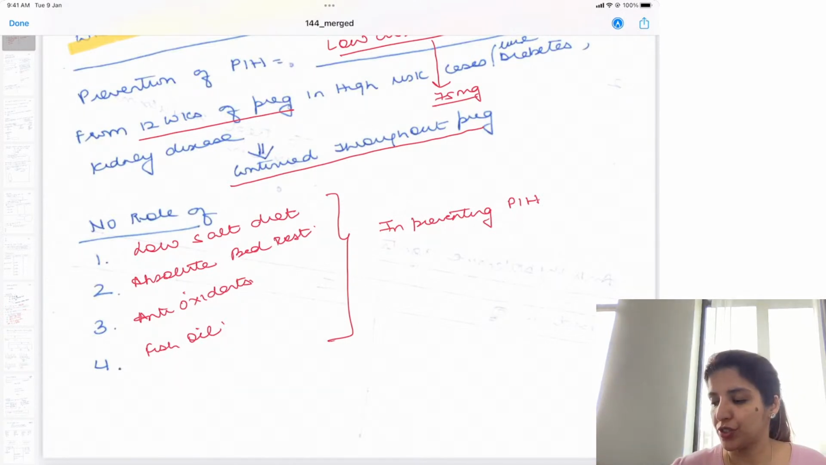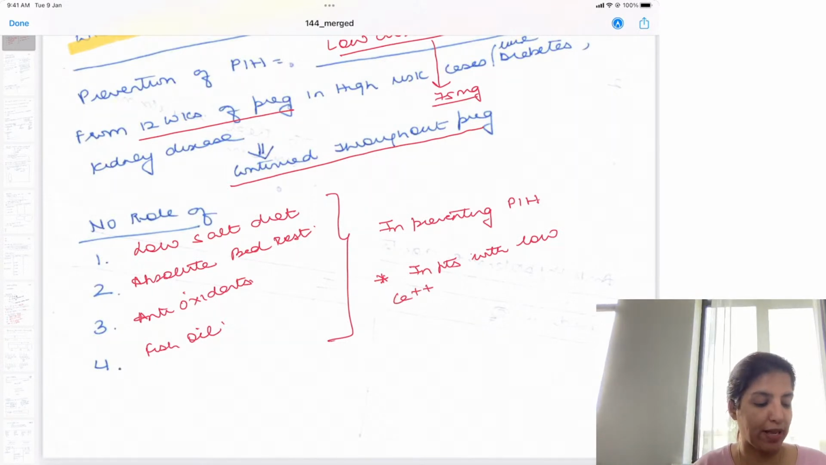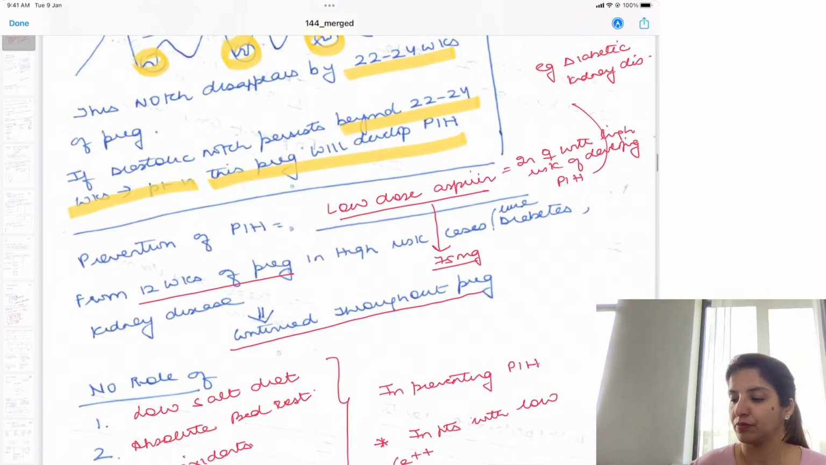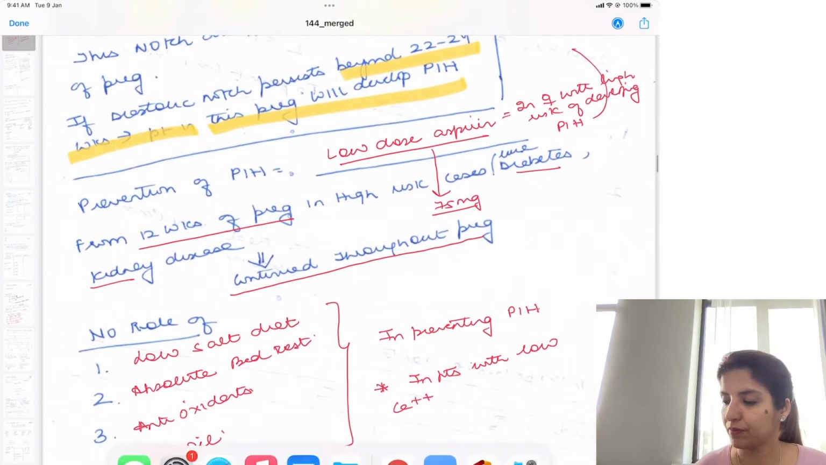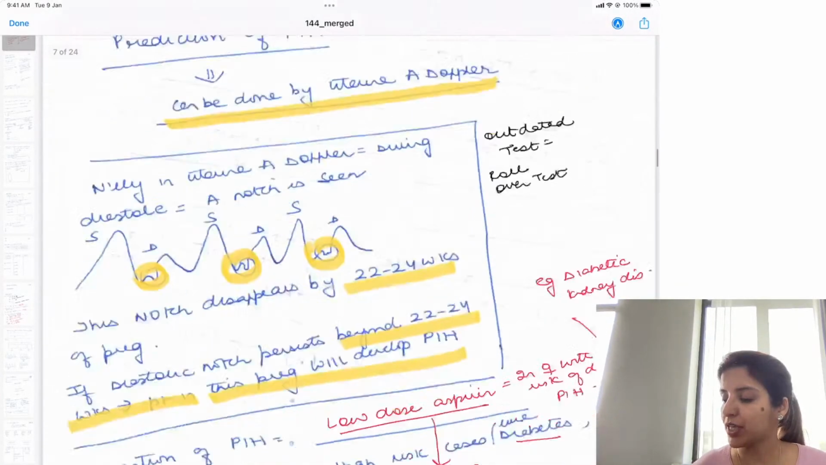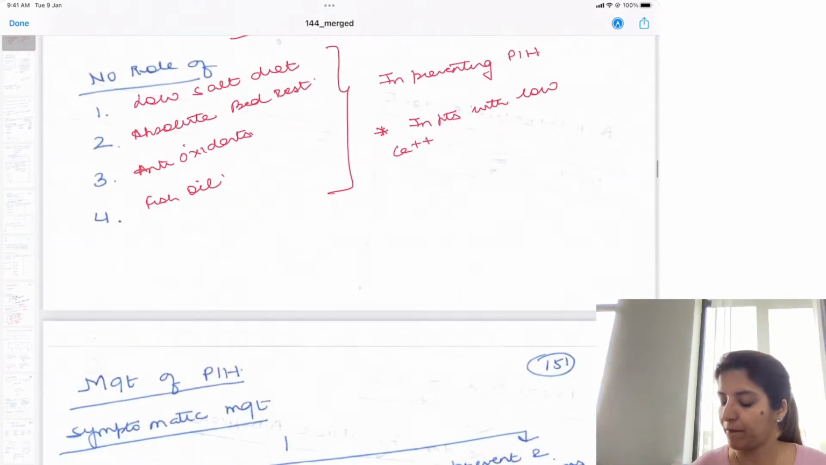Another very important thing which is seen is that in patients with low calcium, see here. You didn't actually have to write anything here, na? You just had to write low dose aspirin 75 mg. What I wrote here, diabetes and kidney disease, is written here also. Okay. Copied all of you. Anything left? Bishkek students, anything left? Okay.